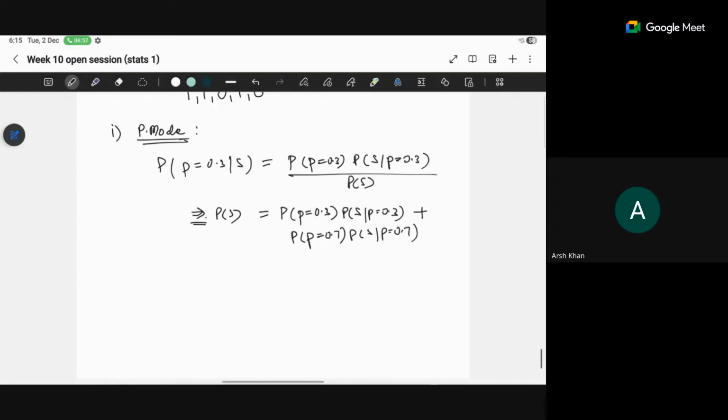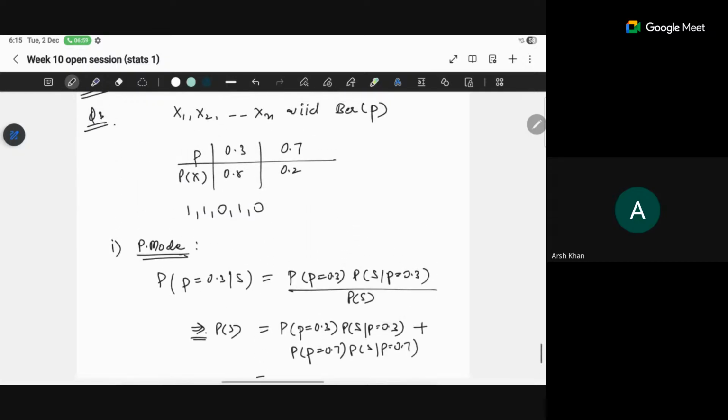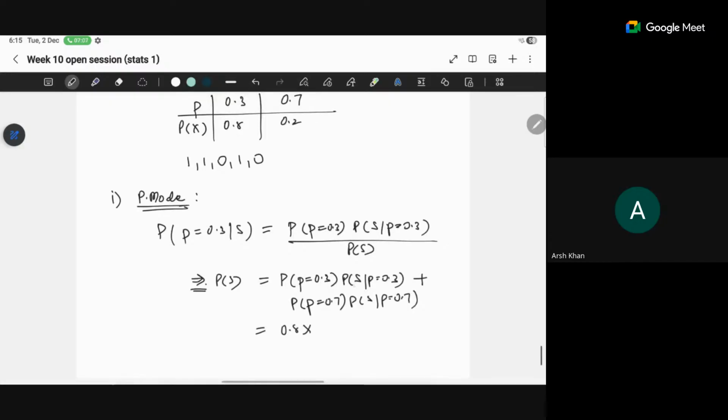2, 3. Okay. Now, can you guys tell me this value? Probability of P equals 0.3. If you see in the question, it is already given that the probability of P equals 0.3 is 0.8, right? So this will be 0.8 into the probability of S given P equals 0.3. That means the probability of success is 0.3. So how many successes do we have? 1, 2, and 3, correct? So this will be 0.3 raised to the power 3 into 0.7 raised to the power 2. Is this clear?